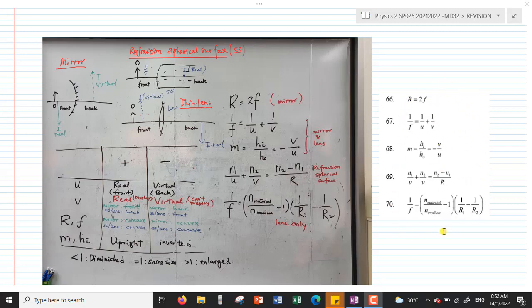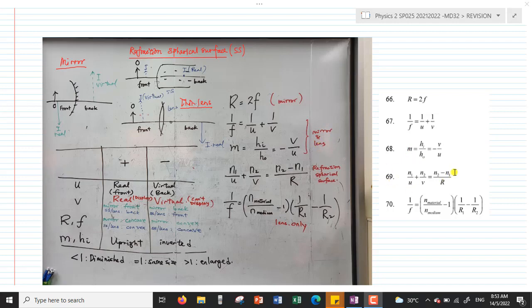When we use the equation given, we have to include the sign conventions depending on whether our problem is about a mirror, refraction at a spherical surface, or a thin lens. They have different sign conventions. Bear in mind, equation 66 is only used for mirror. Equations 67 and 68, 1 over f is 1 over u plus 1 over v, and the equations used to determine magnifications, can be used for both mirror and lens.